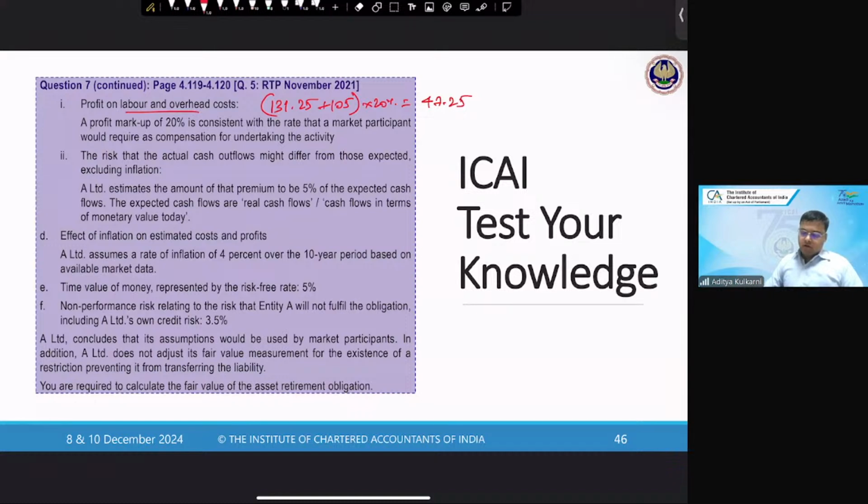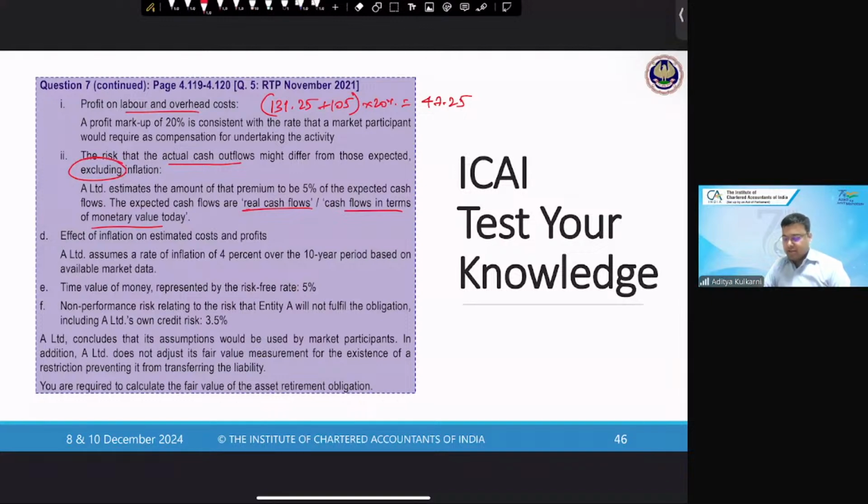47.25. The risk that the actual cash flows might differ from those expected, excluding inflation. A Limited estimates that the amount of that premium should be 5% of the expected cash flows. The expected cash flows are real cash flows, that is cash flows in terms of monetary value today.